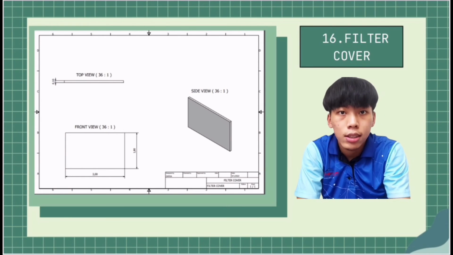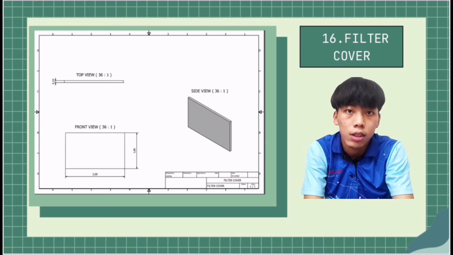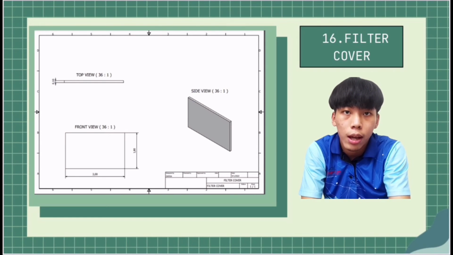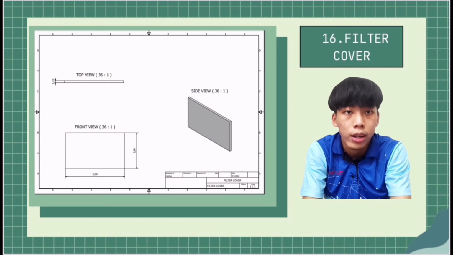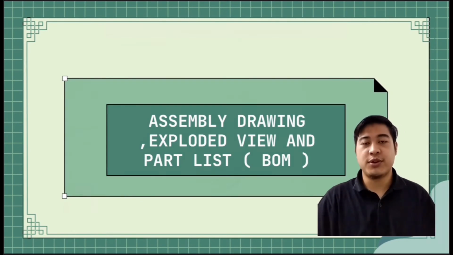The last one is the filter cover, which is used to filter the dust and dirt. It has a length of 3 mm and a height of 1.8 mm. Okay, now I'm going to present the assembly drawing and exploded view.